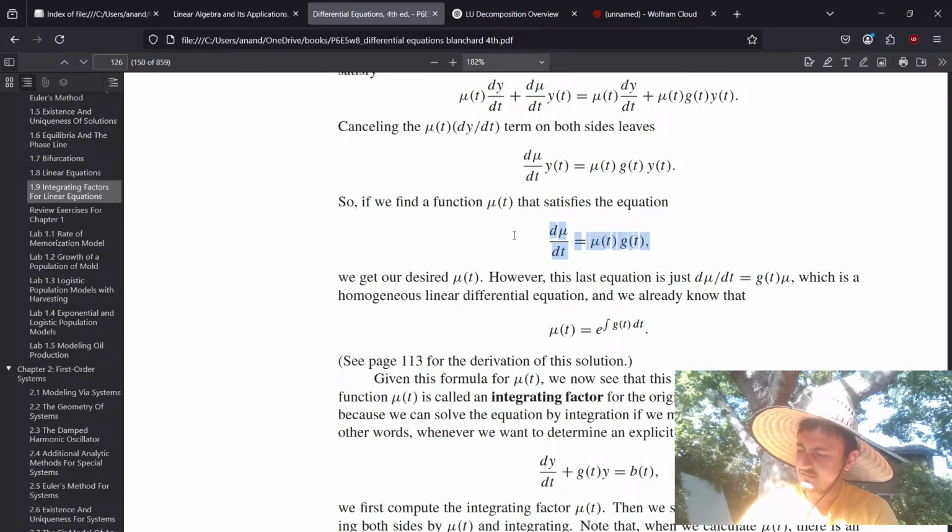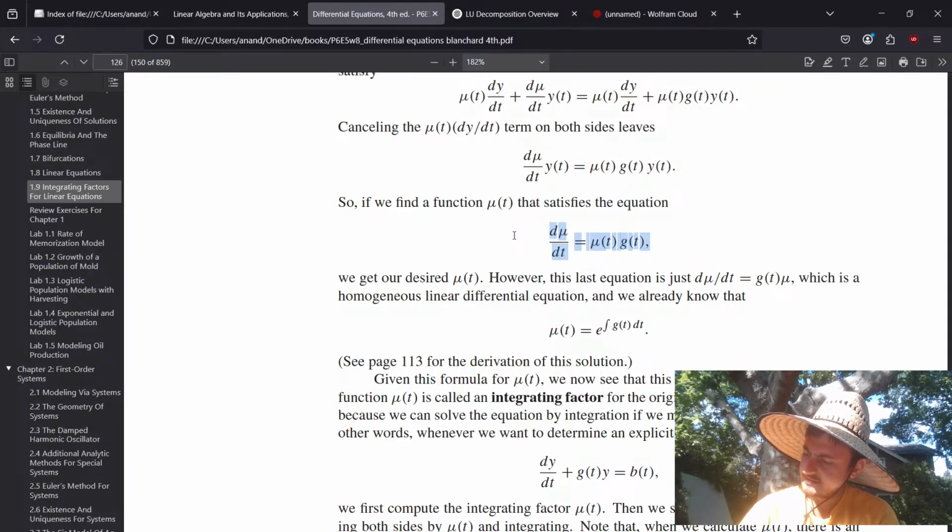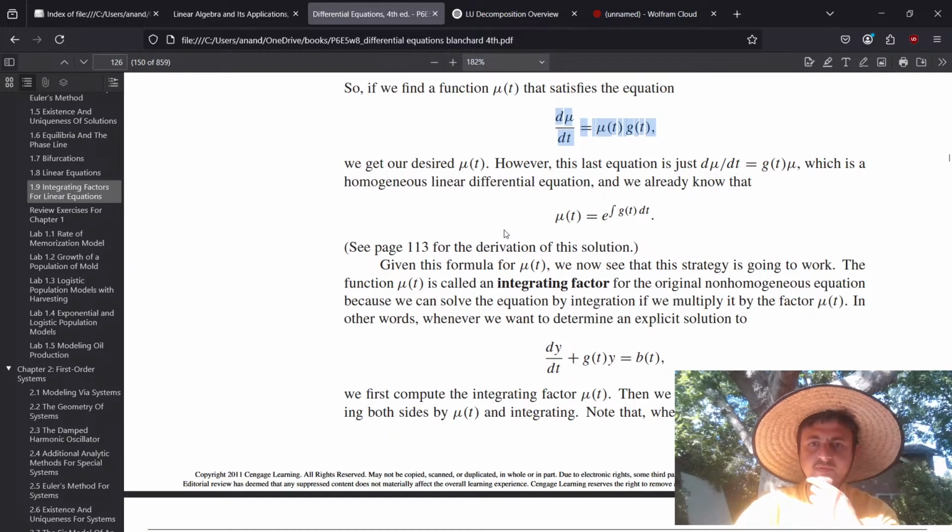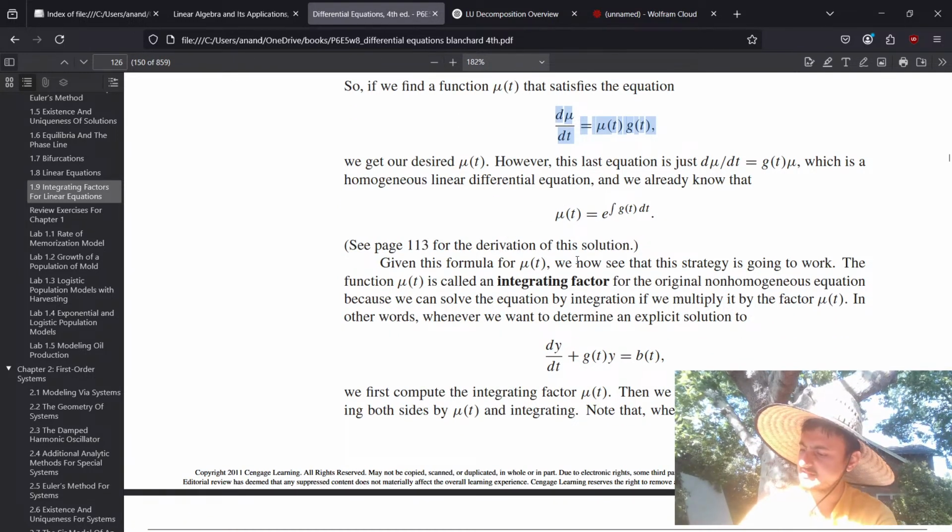Okay, and so to solve this, we know it's just going to be u of t is equal to exp of the integral of g of t dt. All right, and that has a name. This is called the integrating factor.